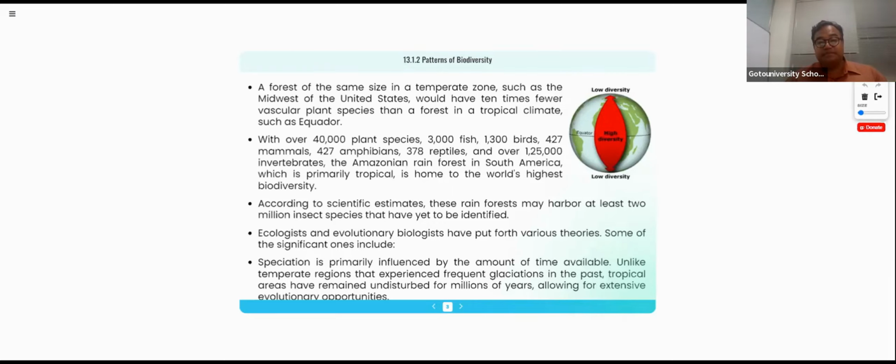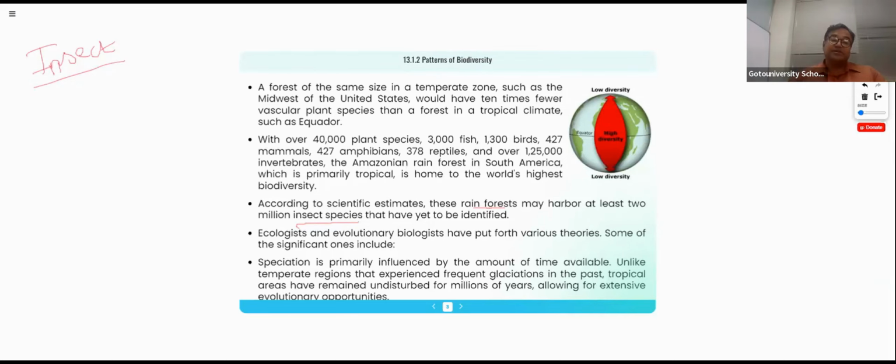Here, the rainforest's very good climatic condition made the insects multiply much more, right? So we know very well the insects are playing a crucial role. Insects are playing a crucial role in giving the maximum biodiversity.